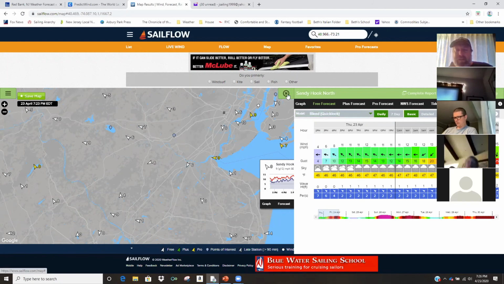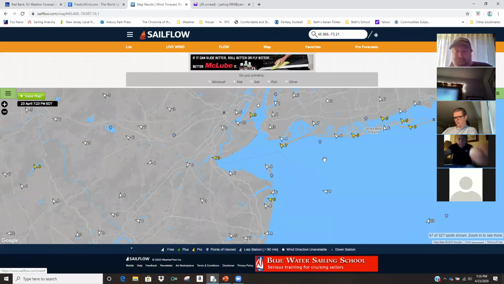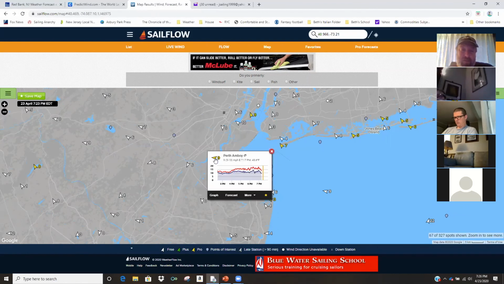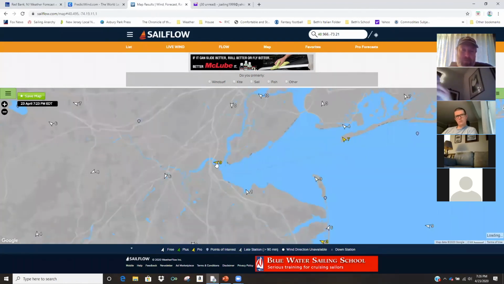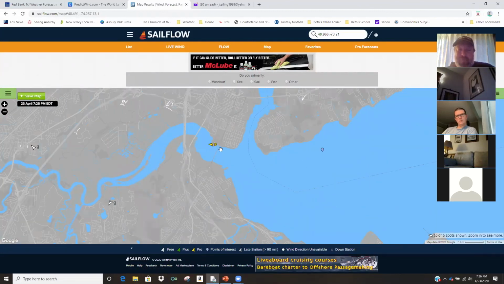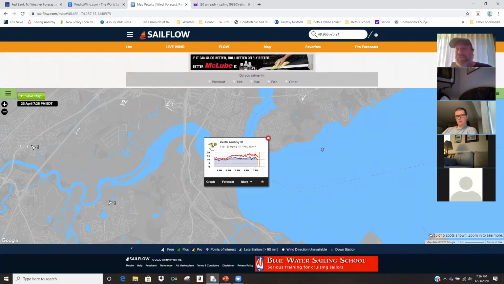But you can see there are a lot of sites where we sail. There's Sandy Hook, there's one over in Keyport, there's some of that stuff on the shore. There is a SailFlow site right on the tip of Perth Amboy, and that's where it's monitored. It happens to be yellow, which means to get any information for this site you actually have to pay for SailFlow. It's the only weather site I pay for, because I can find out at any given moment what it's blowing right in Perth Amboy.